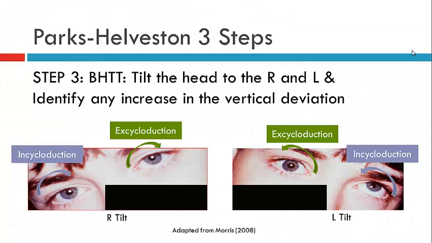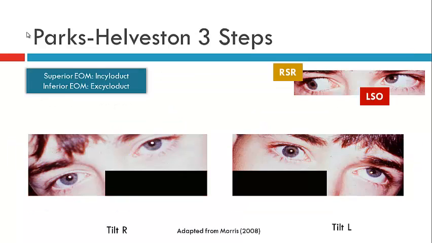Okay, so step 3 is the Bielschowsky head tilt test. And again, just to reiterate, we're expecting that on tilt right, we're going to get encycloduction of the right eye, excycloduction of the left eye, and when we tilt left, we're going to get encycloduction of the left eye and excycloduction of the right eye. Now, immediately upon observation, we can see that the increase in height is happening on left tilt, and there is no increase in vertical deviation on right tilt. So this is the position that we're most interested in. Okay, so the position we're really interested in is tilt left.